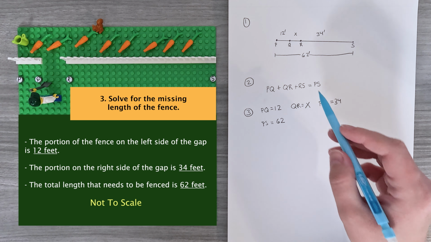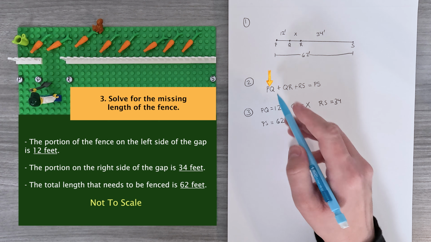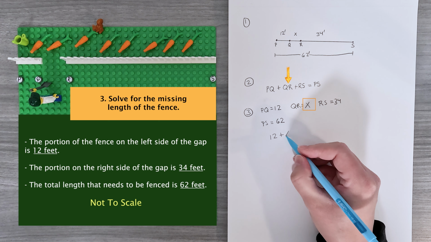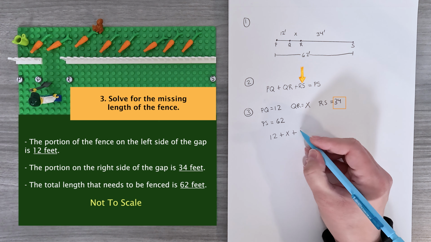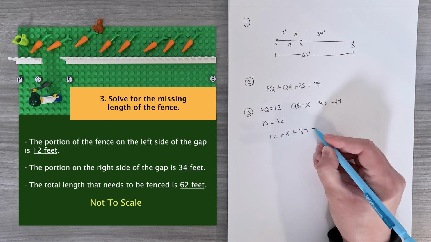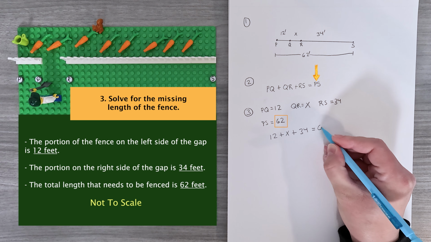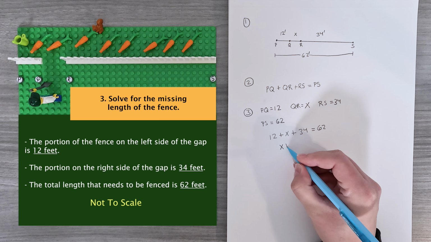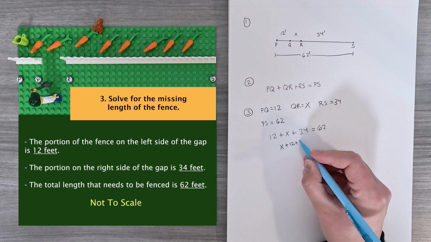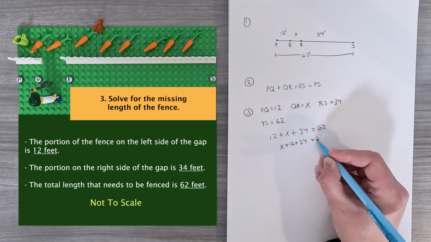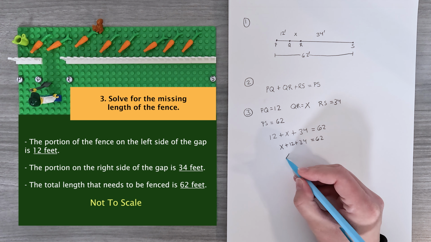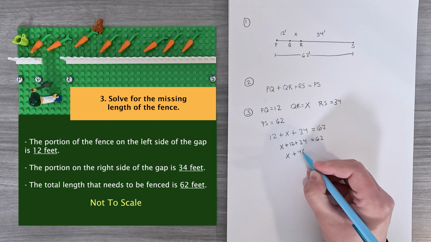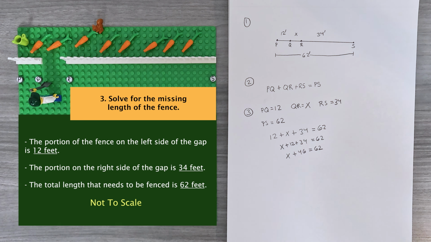Now let's plug all of these into our equation here. So PQ is 12 plus QR, which is X, plus RS, which is 34. And that all equals PS, which is 62. Let's combine like terms on this side. So we're going to have X plus 12 plus 34 equals 62. We add 12 and 34, and that is going to give us 46. So X plus 46 equals 62.